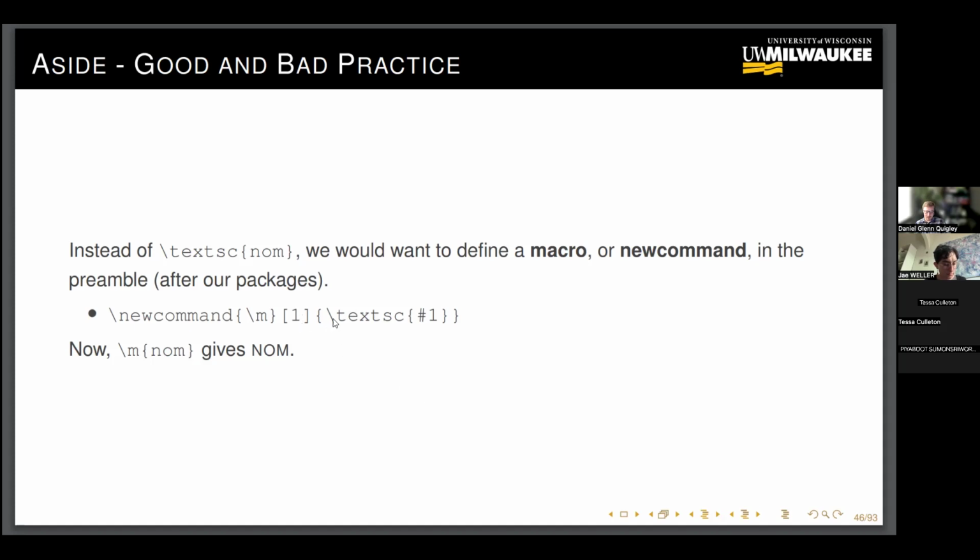And what it's going to do is make this text small caps and then whatever I put in the argument. So now in my document, anytime I do \m, I know I'm talking about a morpheme. And there we go.